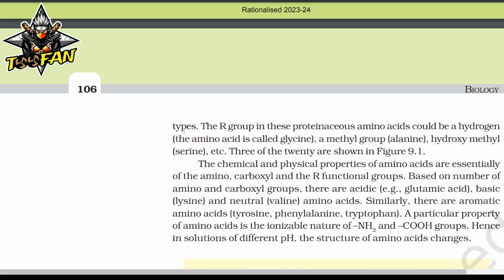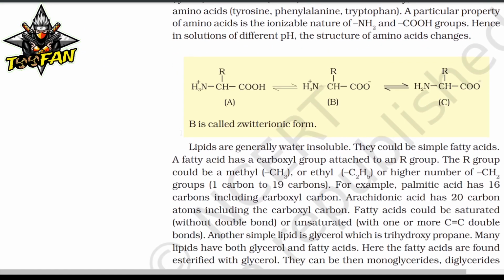The chemical and physical properties of amino acids are essentially of the amino, carboxyl and R functional group. Based on the number of amino and carboxyl groups, there are acidic glutamic acid, basic lysine and neutral valine amino acids. Similarly, there are aromatic amino acids, tyrosine, phenylalanine, tryptophan. A particular property of amino acid is the ionizable nature of NH2 and COOH groups. Hence, in solution of different pH, the structure of amino acid changes.